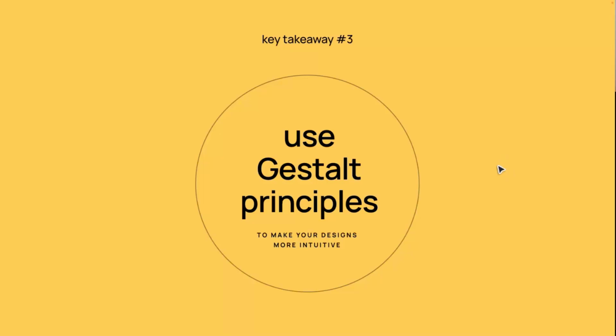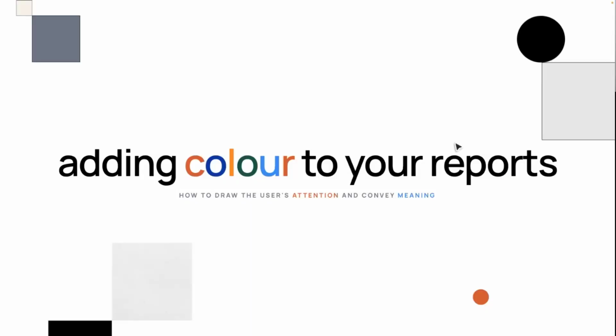And now that we talked about Gestalt principles, let's see how we can use color. So color is another important aspect of visual design. And let's see how we can draw the user's attention to it and convey meaning.